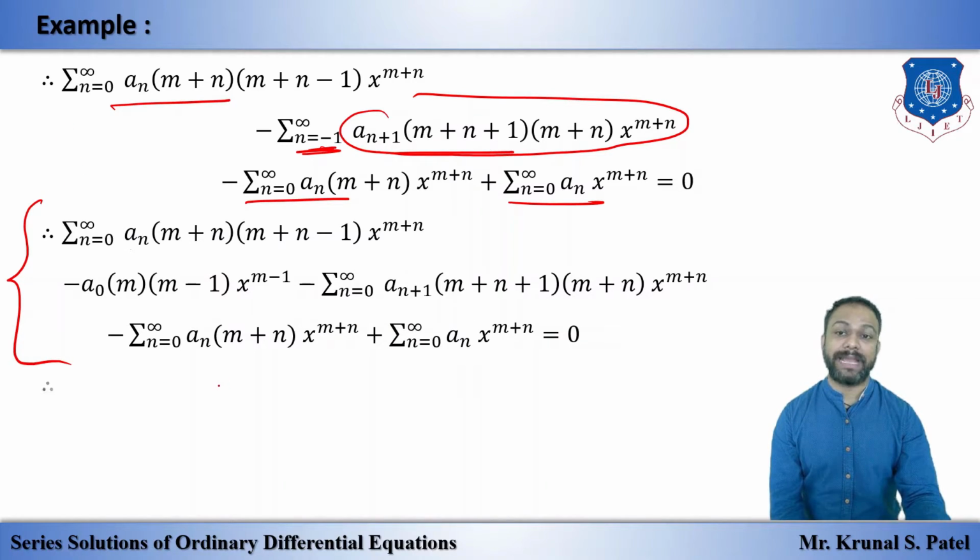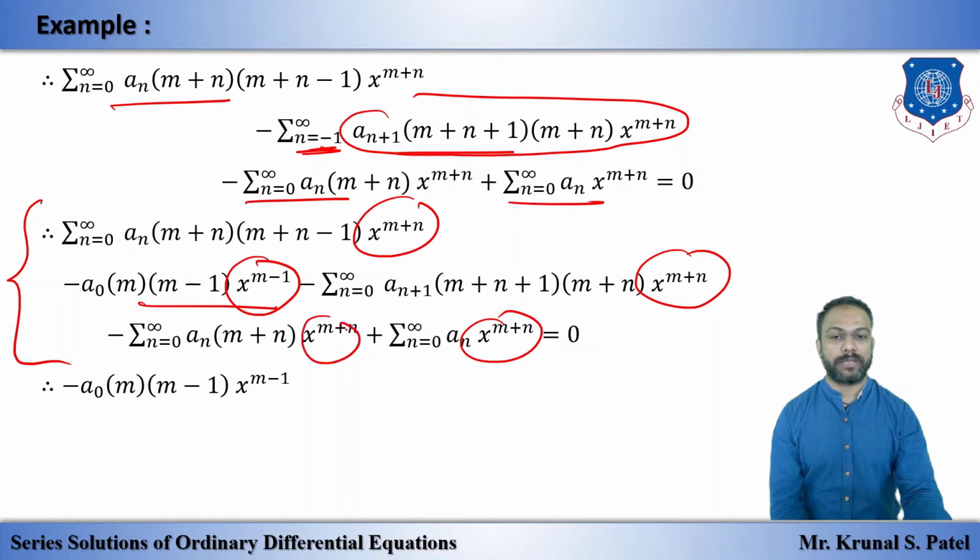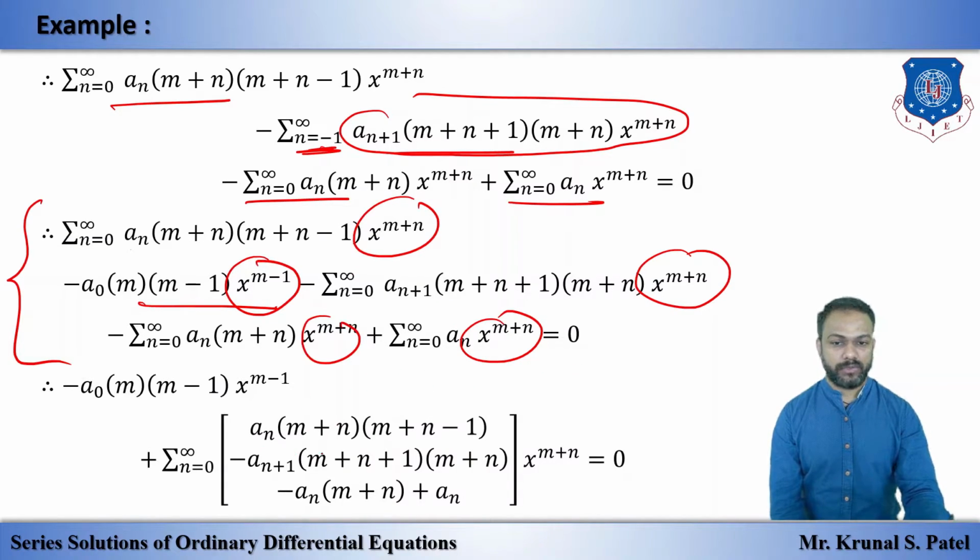Then we'll collect. So we have only one term with x raised to m minus 1, and all the other terms are with x raised to m plus n. So we'll take together all these four terms. So this is our collect step, step number 6.